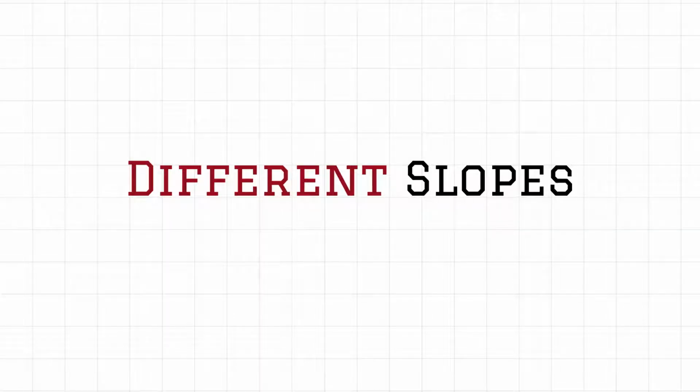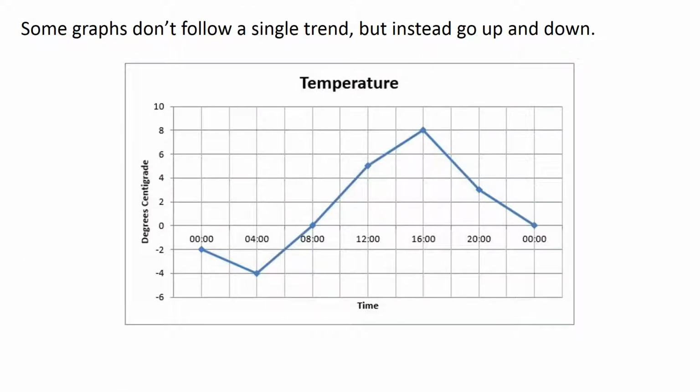How do we talk about slopes of lines that go both up and down? So here's a graph that does not follow a single trend. Instead, it kind of goes down and then up and then down again. And we can see those trends here. It goes down to start with, then the temperature climbs throughout the day, and then the temperature drops again in the evening.